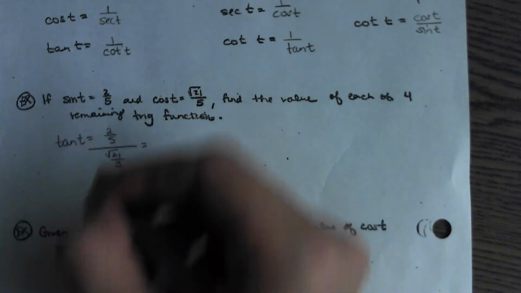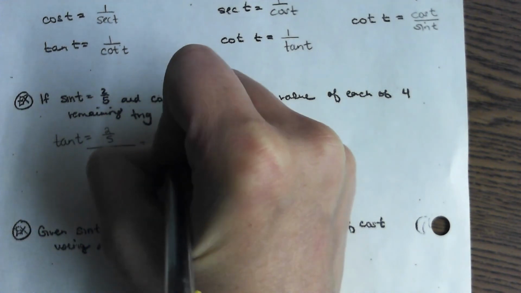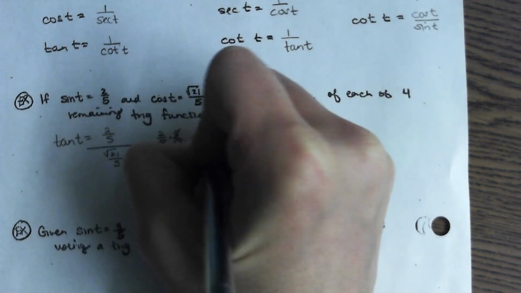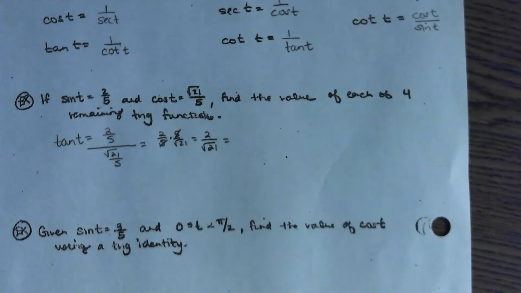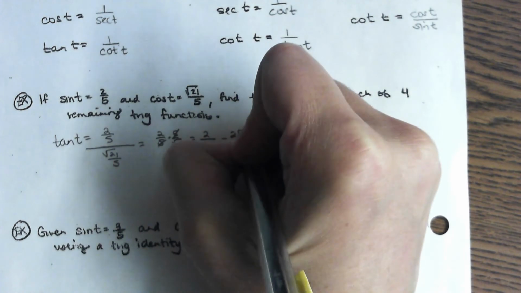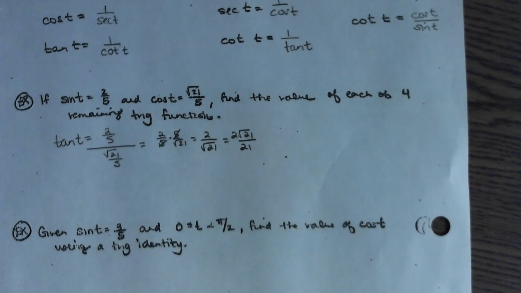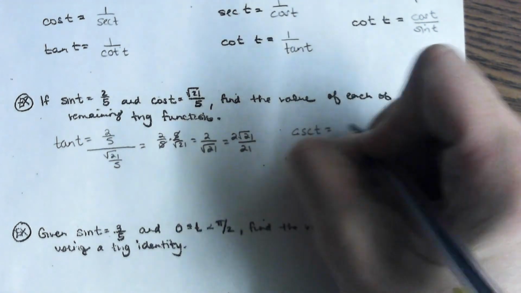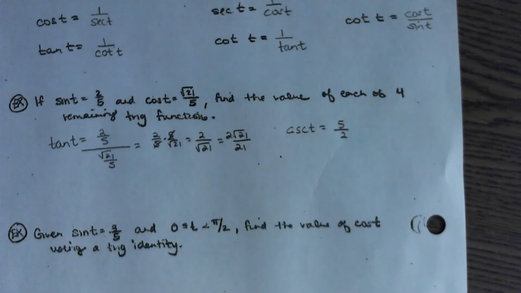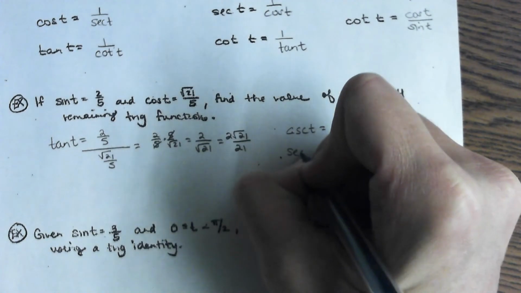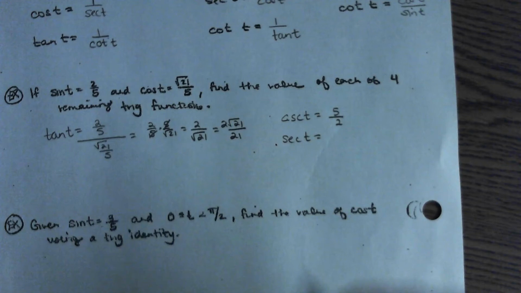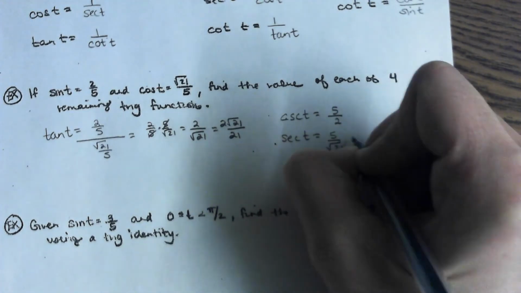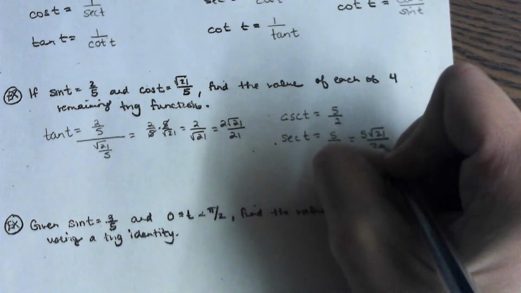To simplify, we would keep change flip. Your 5s cancel. 2 over root 21. Rationalize would be 2 root 21 over 21. So there's our sine, cosine, and tangent. To jump to cosecant, we're just going to flip the sine into 5/2. To take the secant, we're just going to flip the cosine into 5 over root 21. And then we'll rationalize into 5 root 21 over 21.